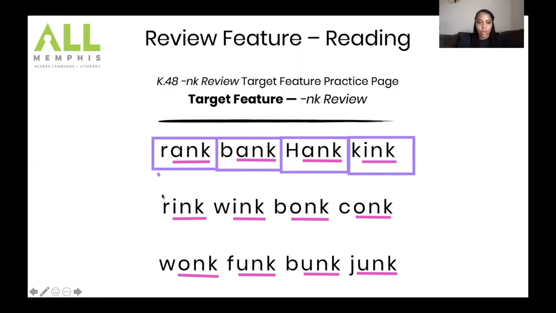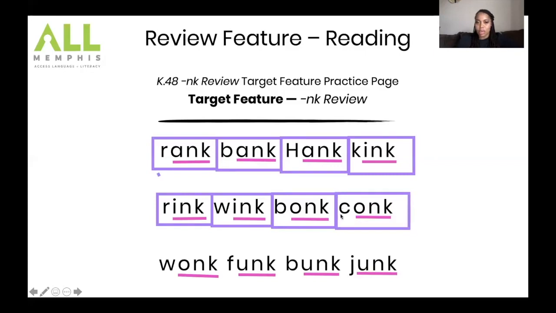All right, next row. Read this word. Yes, the word is rink. Read this word. Yes, the word is wink. Read this word. Yes, the word is bonk. And read this word. Yes, the word is conk. Last row. Read this word. Yes, the word is wonk. Read this word.